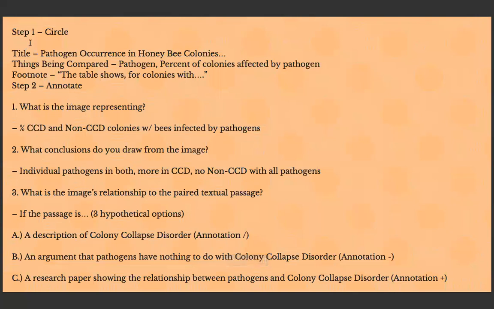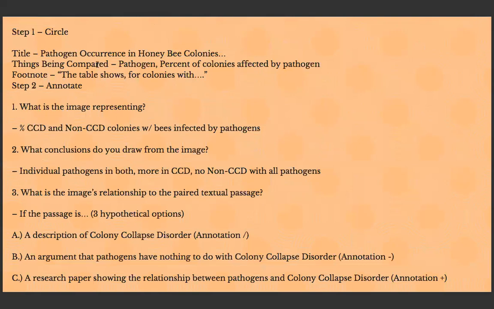So step one, it's easy. You just need to circle. You can circle, you can use a highlighter. The things that you need to circle: number one, title, pathogen occurrence in honeybee colonies. That's the actual title. Things being compared. So you've got the pathogen and then the colonies that are affected by the pathogen. The footnote needs to be circled. The table shows for colonies with blah, blah, blah.